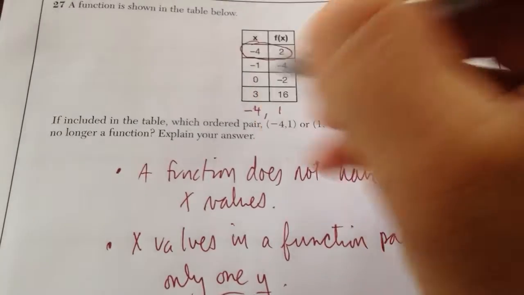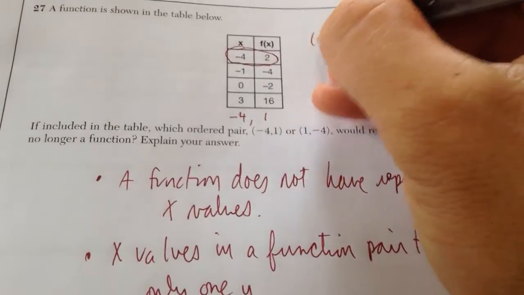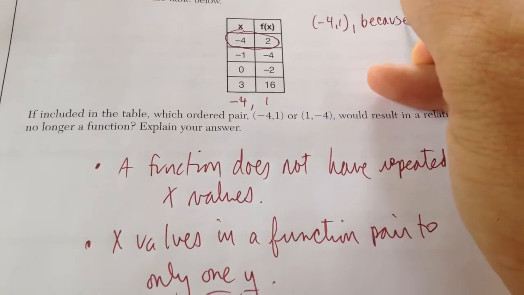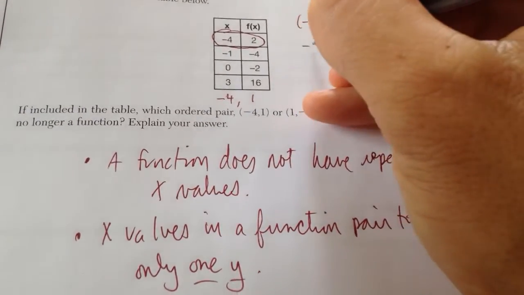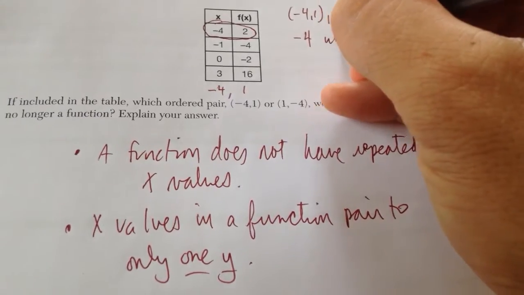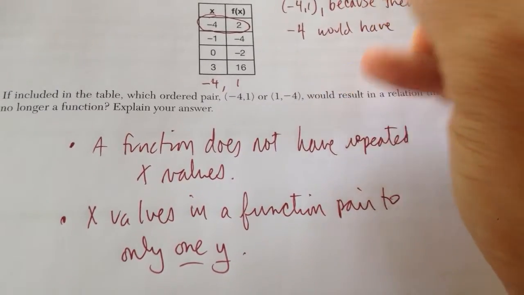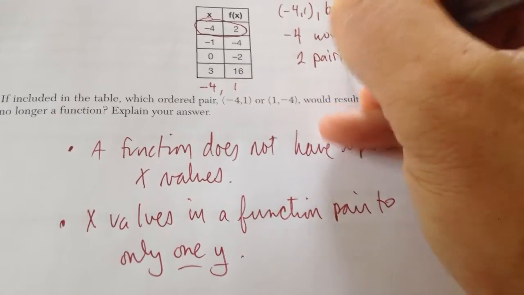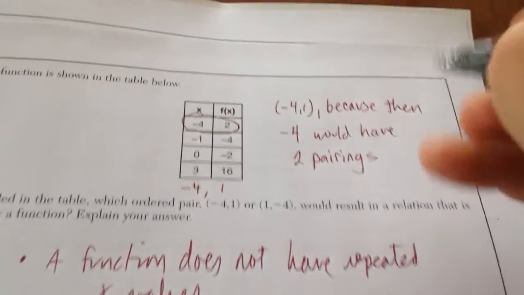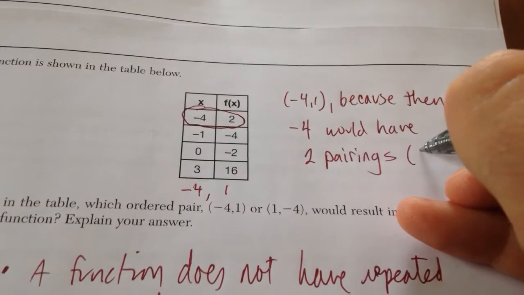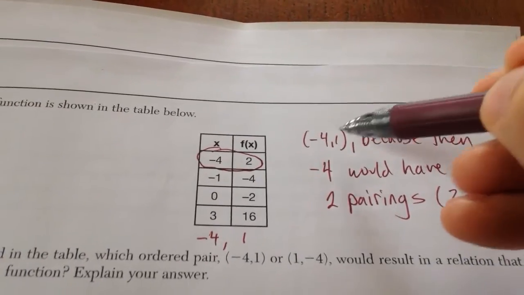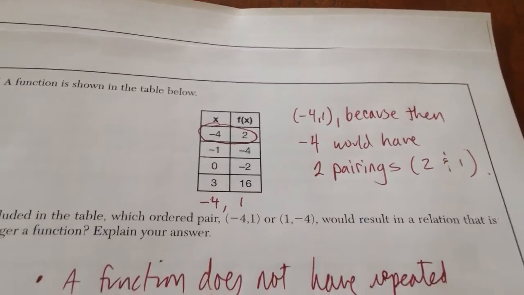So again, which of those two? You have to answer the question. (-4, 1), because then -4 would have two pairings. And if you want to put in parentheses what they would be, 2 and 1, whatever. Okay, I stated my answer with an explanation.